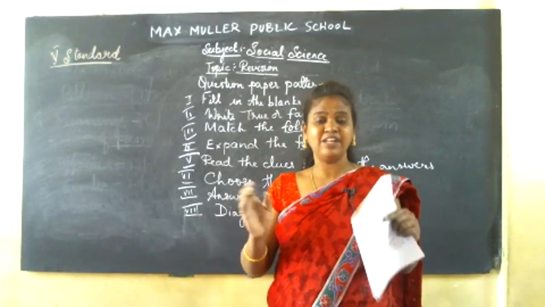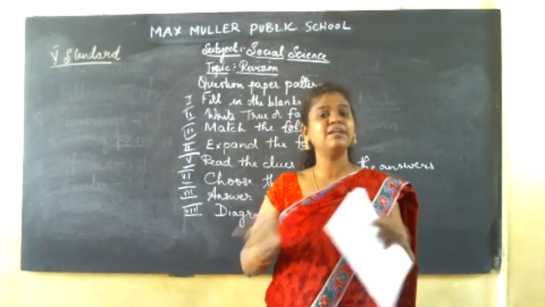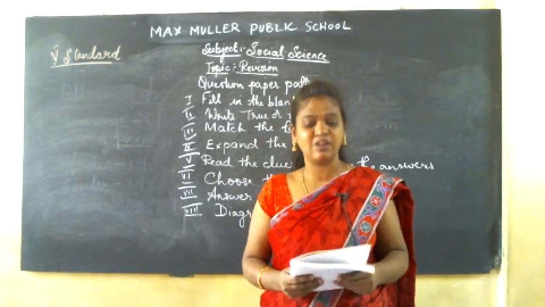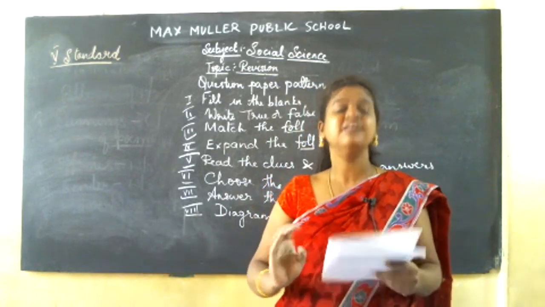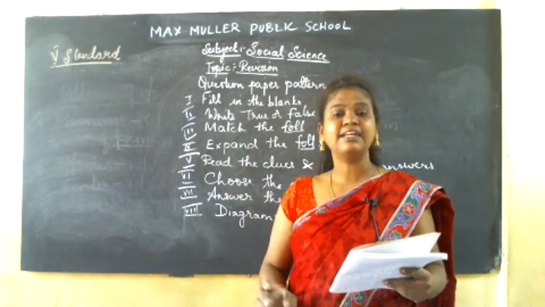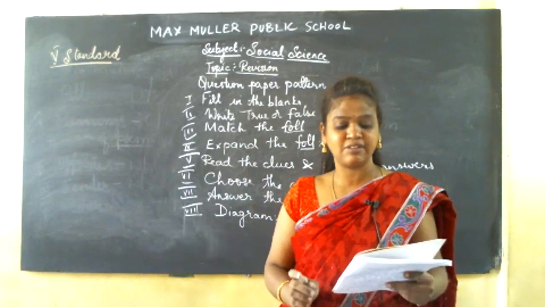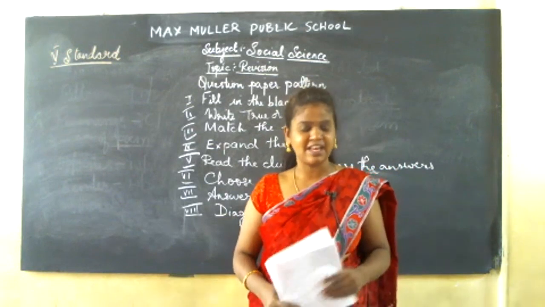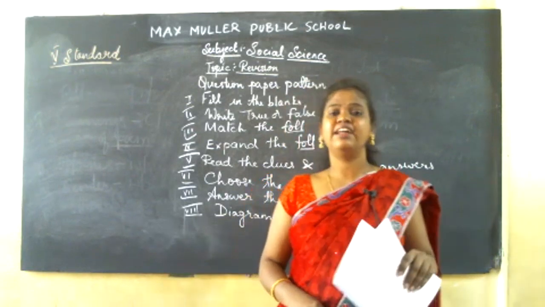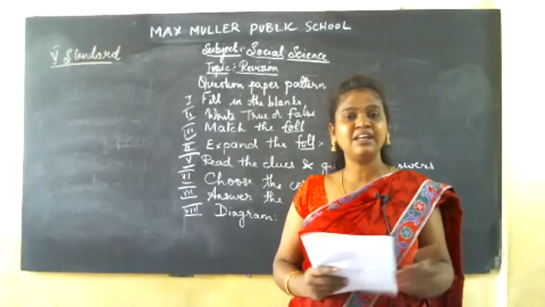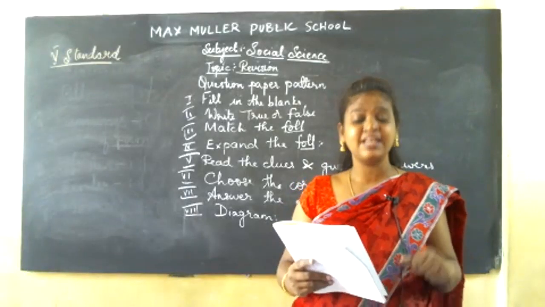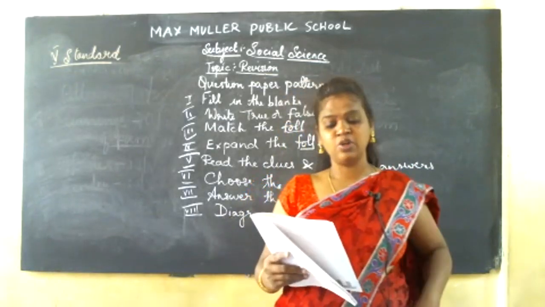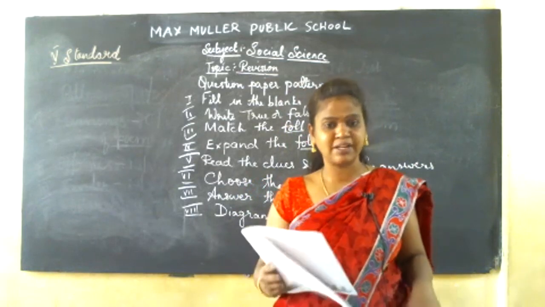So when the land masses are separated by water bodies, then such large land masses are called continents. The answer is: the large land masses that cover 29% of Earth's surface and are usually separated by water are called continents. And how many continents are there? There are 7 continents. And you can name the 7 continents. What are the 7 continents? Asia, Africa, Antarctica, Australia, Europe, North America, South America.